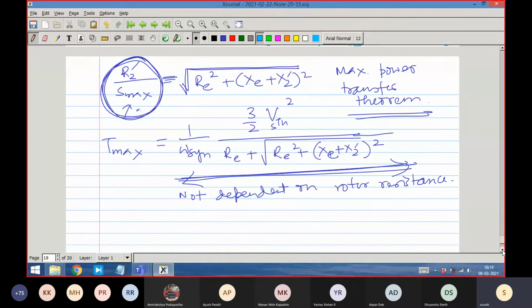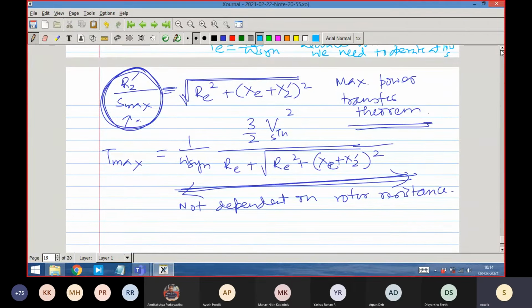Some more things. This thing is maximum power transfer. When does it happen? When the maximum power transfer happens, our basic objective is that in the torque speed characteristic, when do we get maximum torque? When, which implies at what slip?